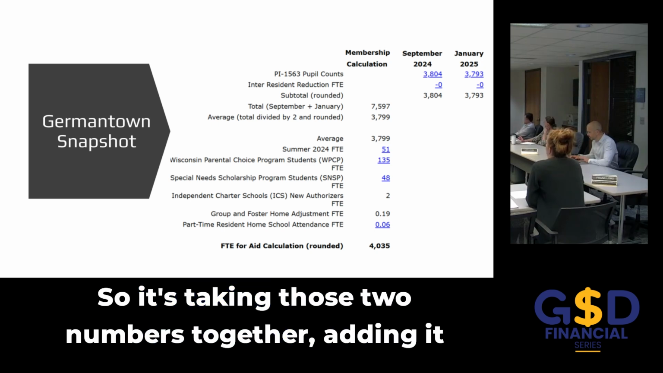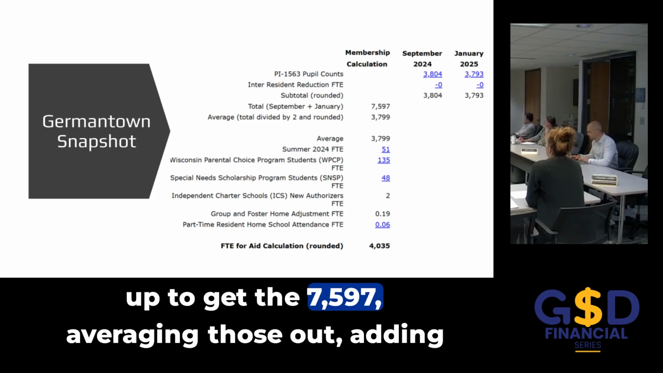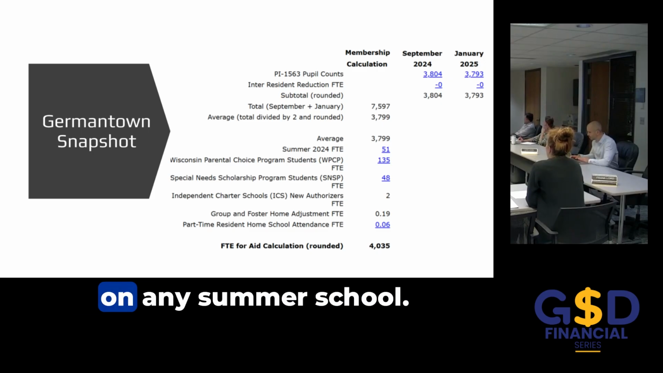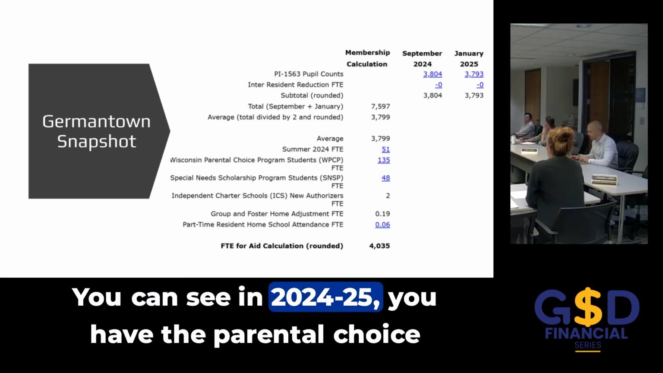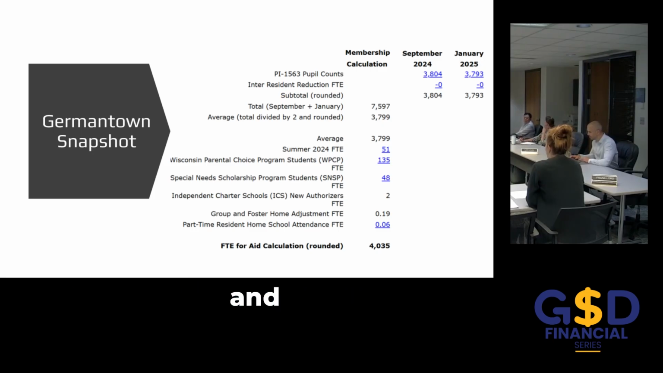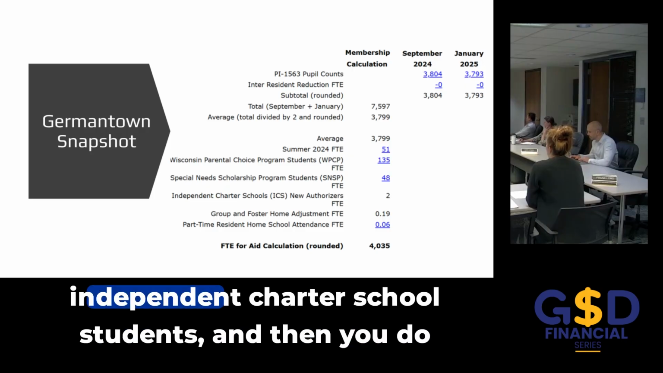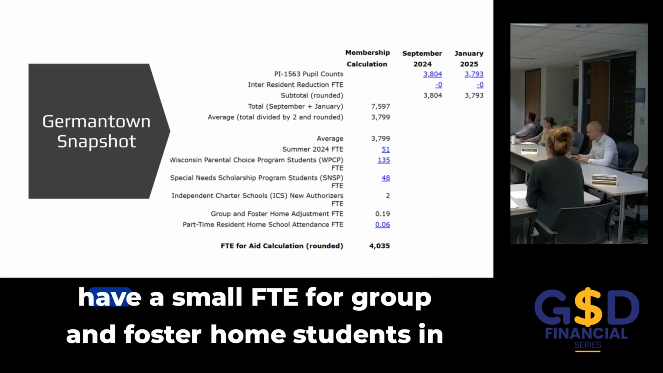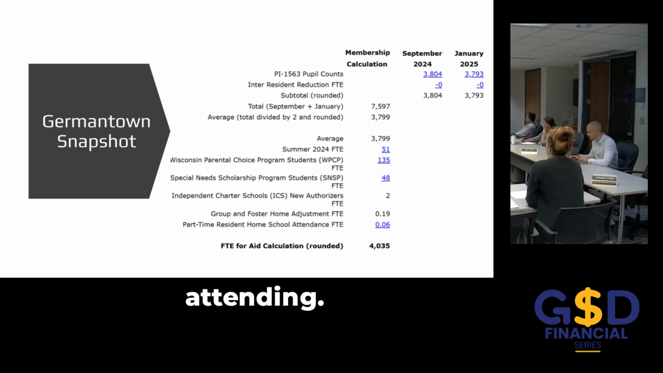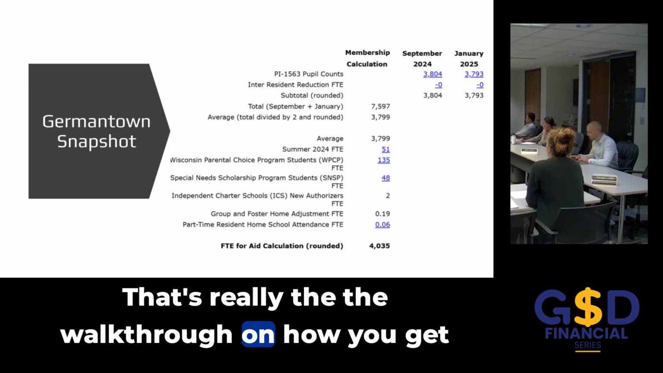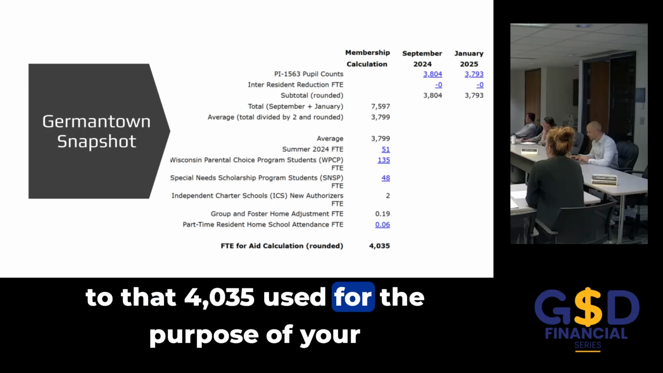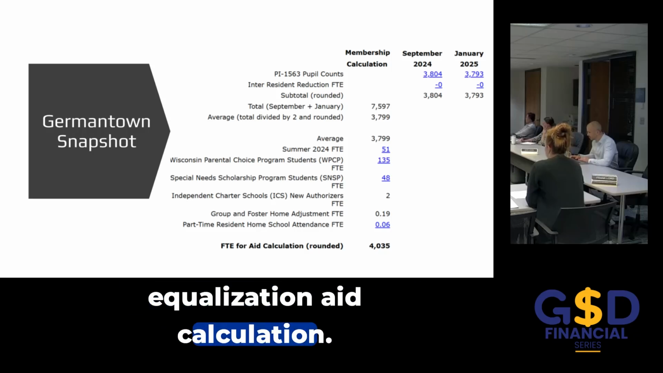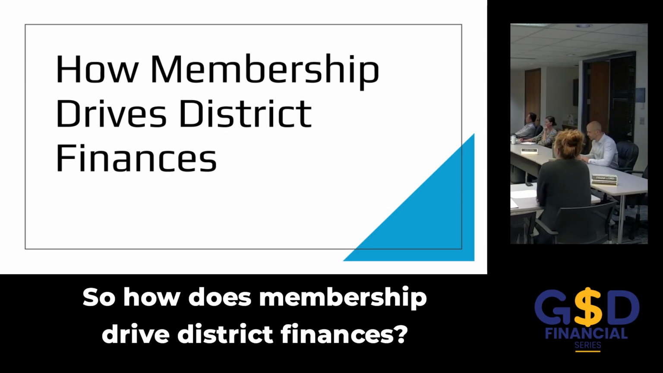So it's taking those 2 numbers together, adding them up to get the 7,597, averaging those out, adding on any summer school. You can see in 24-25, you have the parental choice and special needs scholarship students in there, independent charter school students, and then you do have a small FTE for group and foster home students in there, and also some part-time students attending. So that's really the walkthrough on how you get to that 4,035 used for the purpose of your equalization aid calculation.